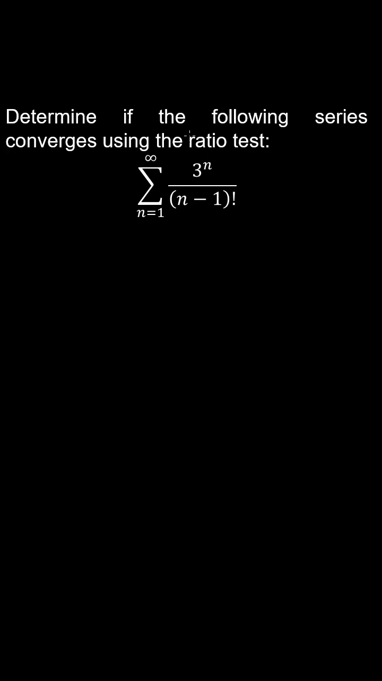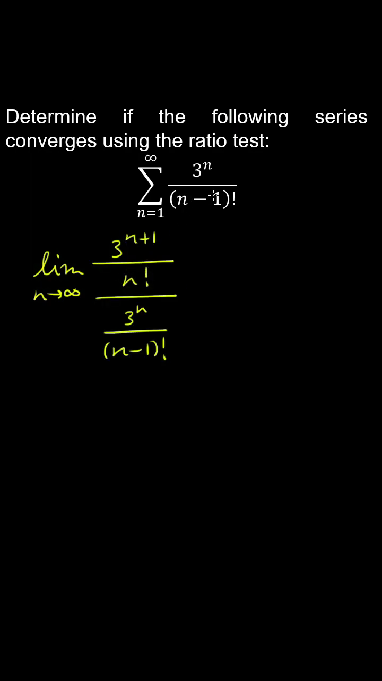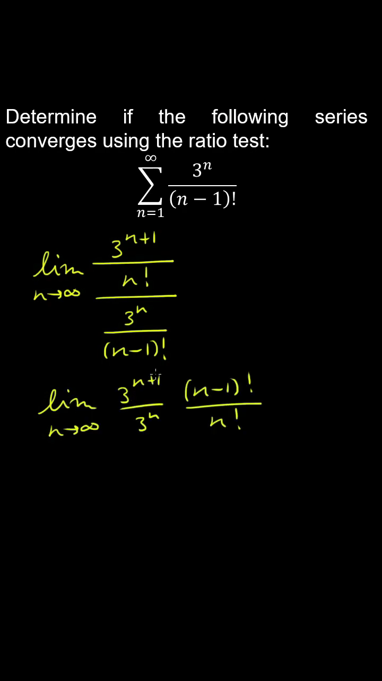Determine if the following series converges using the ratio test. So we take the limit as n approaches infinity of the ratio of the next term in the series to the current term. And noting that n factorial here is n minus 1 plus 1 factorial, and using a bit of algebra, 3 to the n plus 1 on 3 to the n is 3, and n minus 1 factorial can be expanded as follows.